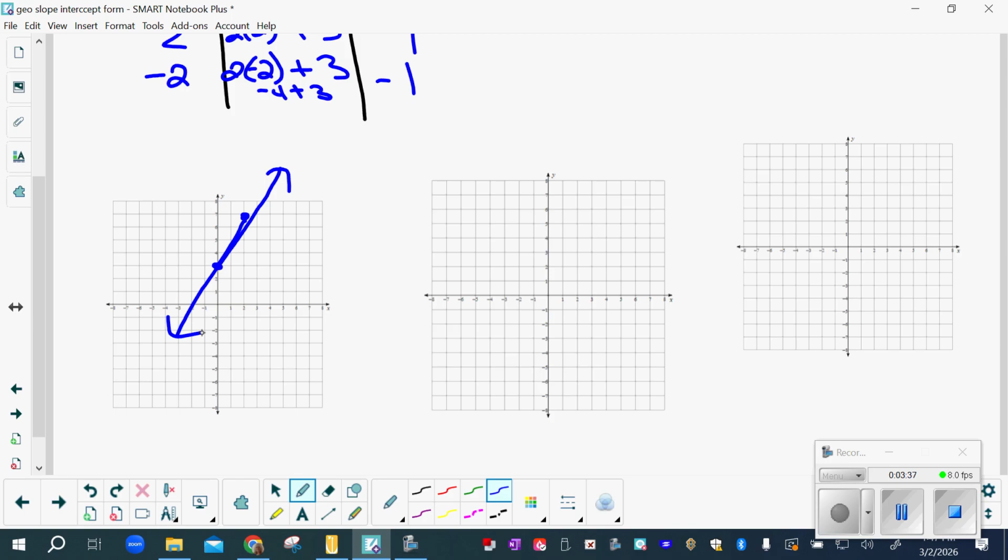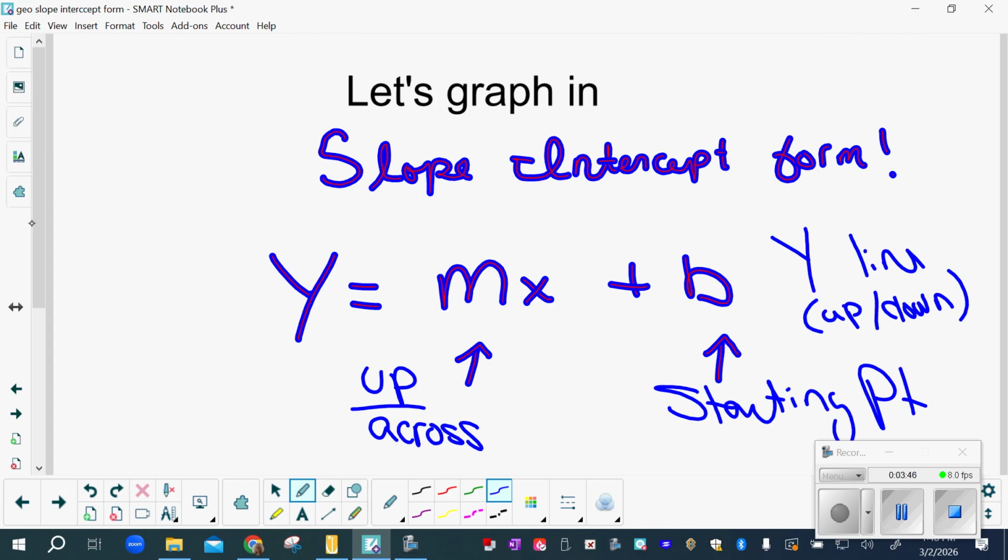But no one wants to do this. I don't want to do this. You don't want to do this. So let's do the shortcuts. Are you guys ready? So easy. Here we go. y equals mx plus b. Here's what we know. We know the b is our starting point, right? That's where we're going to start.